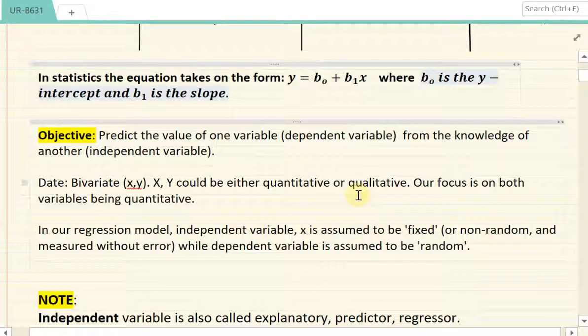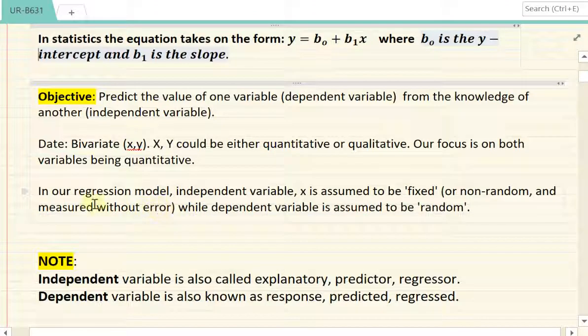In fact, we do have ways of handling both cases, but for the most part, in simple linear regression, first order model is what we're going to be looking at. For us, both of these are going to be quantitative variables. Okay, so our focus is on both variables being quantitative in this lecture.